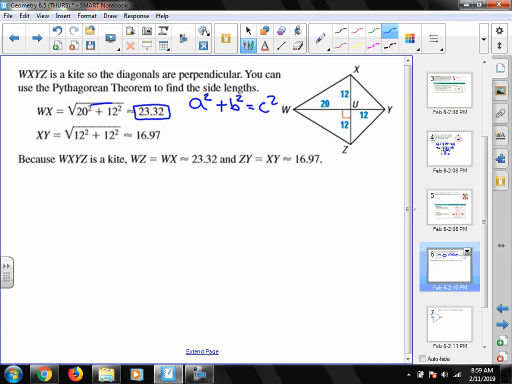XY. This one ends up with 12 squared and 12 squared. So 12 squared plus 12 squared gives me the square root of 144 plus 144, so the square root of 288. If you type the square root of 288 in your calculator, it'll spit out roughly 16.97. So because it's a kite, you can always use the Pythagorean theorem to find those side lengths.